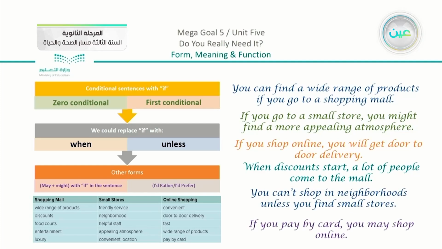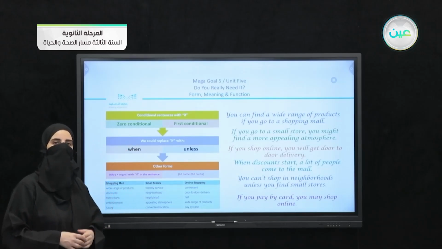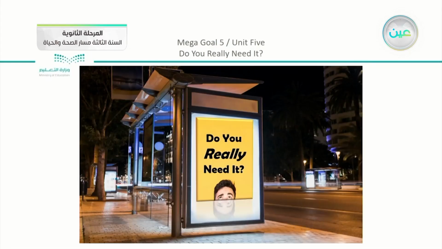We have the very last sentence. You can see that we have here, if you pay by card, you may shop online. Here there is the part using may in the sentence with the if clause, like what we did in the second example when we used might. So you can see that there are different sentences applied here, and there is a combination between the words that we have learned, and we applied them within the structures. So this is the lesson that we have studied before, which is the form, meaning, and function lesson.